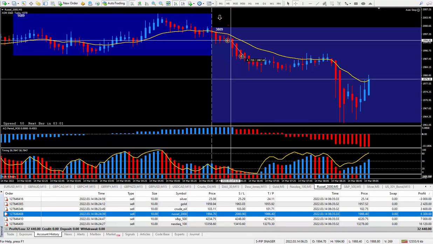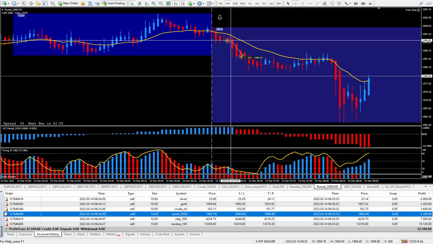And this should be 63. Very hard to get it right on, but anyhow, 62.9. But it truly is 63 times 10 times 10 lots, paid out $6,300.